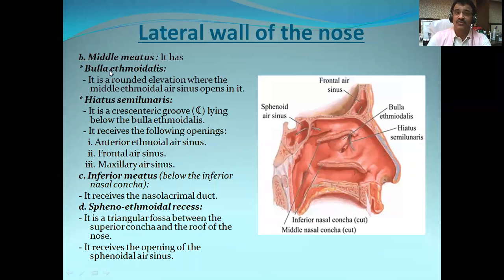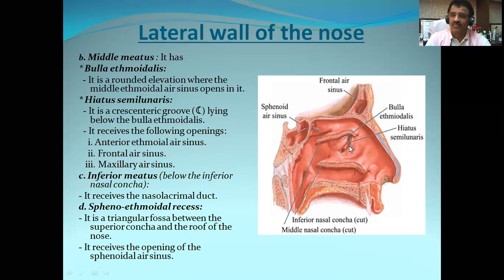Now we have come to the middle meatus. Here you can see the big space, the middle meatus. This middle meatus has 2 important structures called the bulla ethmoidalis and the hiatus semilunaris. Bulla means elevation and hiatus means depression. Semilunaris means it is like a semi-lunar, half moon. So the bulla ethmoidalis is a rounded elevation where the middle ethmoidal air sinus opens.